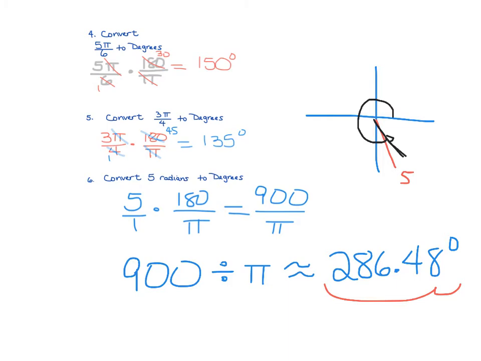Now, if any of your numbers do not have the word radian next to it, as long as it doesn't have the little degree symbol, you're going to assume that it's a radian measure, not a degree. Okay, all the degrees are going to have the little degree symbol next to it. So if there's no little circle there, know that your measurement is already in radians.